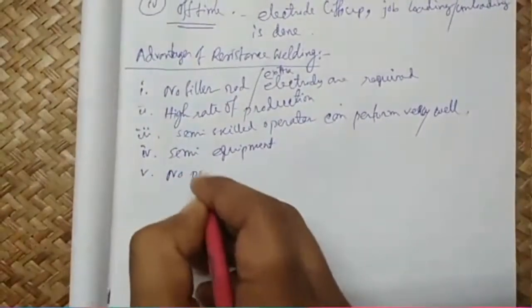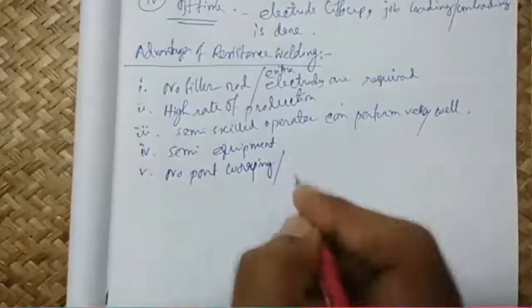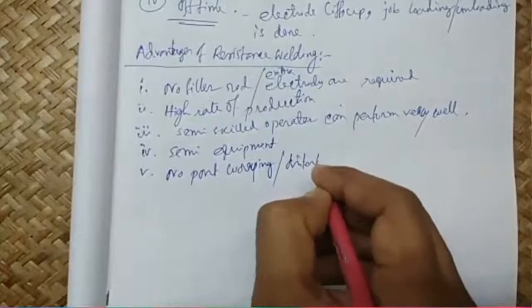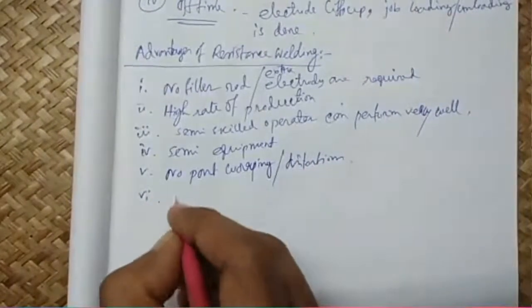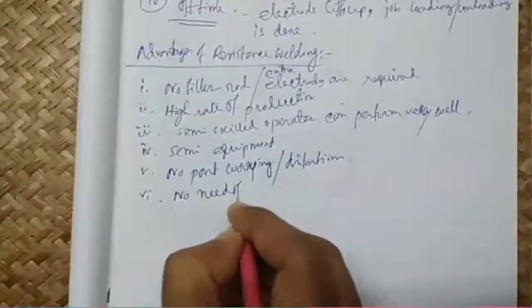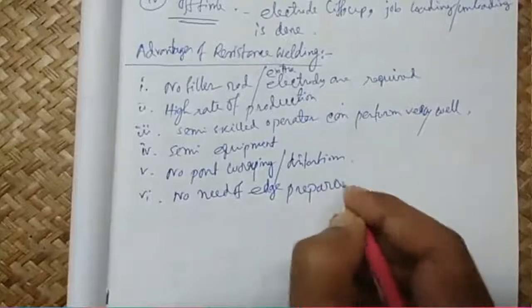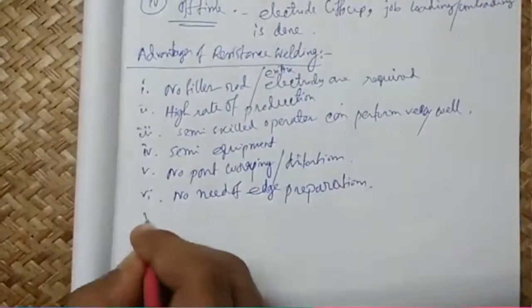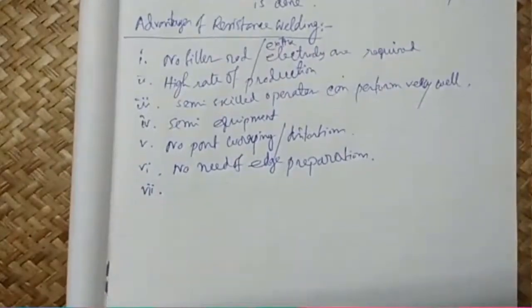No part warping or distortions. No need of edge preparation, but if the object is rusty or greasy, then it's better always to clean out all that rust or dust or grease if there is any.